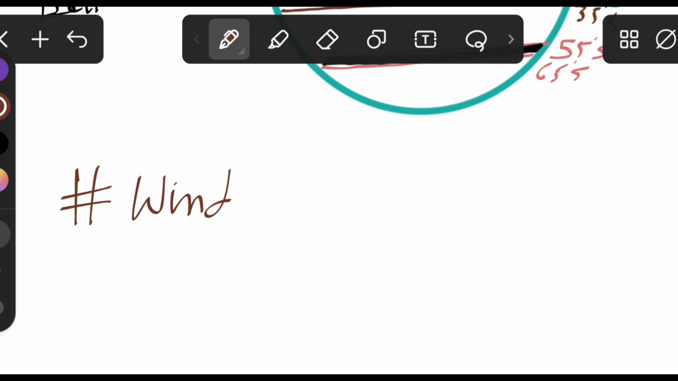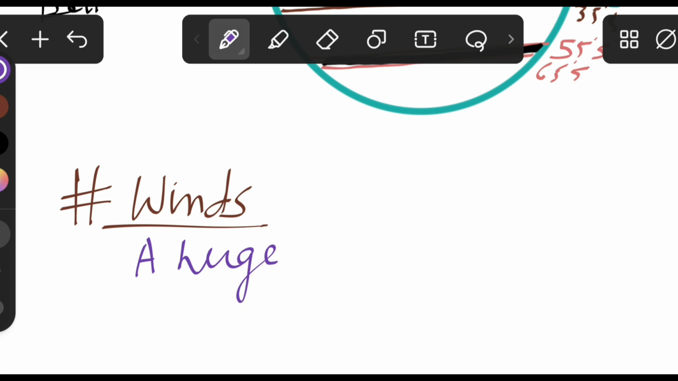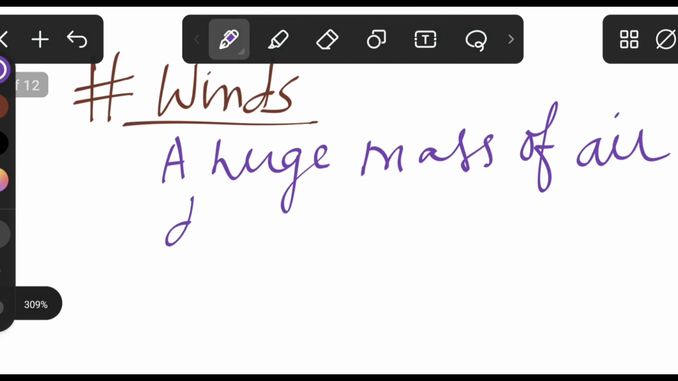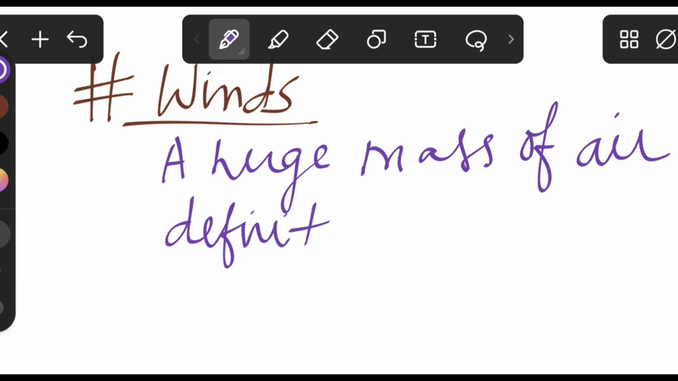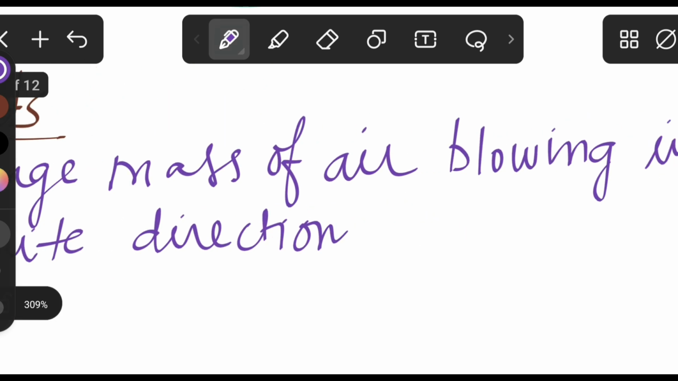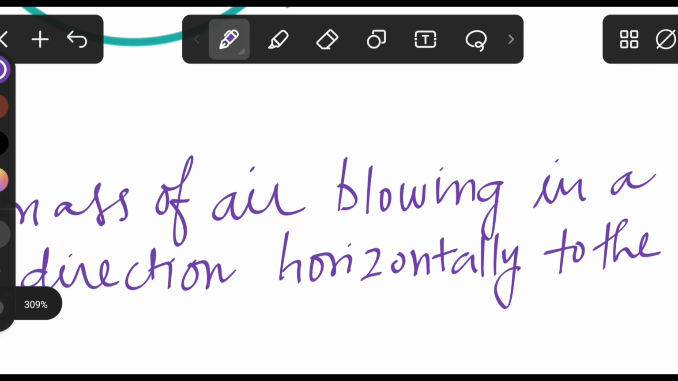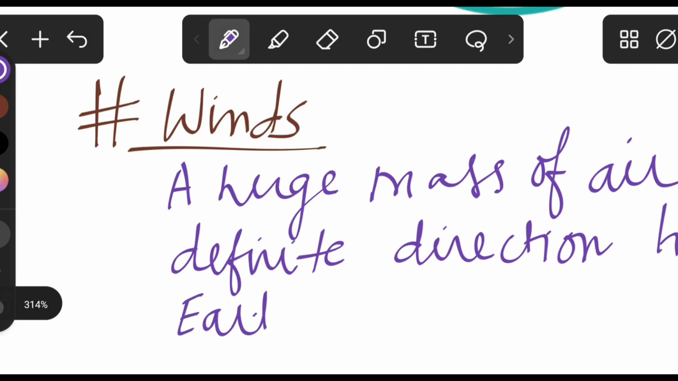Now let's move to the second topic known as winds. So what is wind? A huge mass of air blowing in a definite direction horizontally to the Earth's surface is called wind. So it should be a huge air mass. Second, it should move in a definite direction and it should be horizontal to the Earth's surface. So if these three conditions are satisfied by the air masses, then it is known as wind.